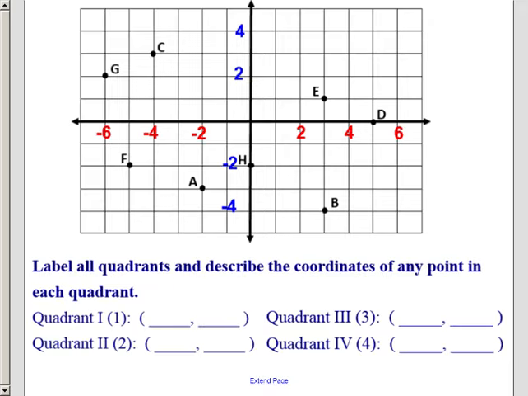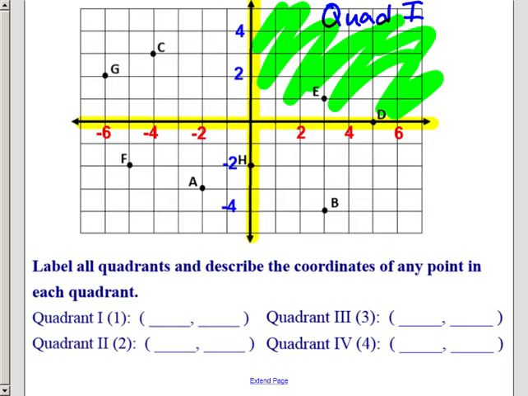Now, if you notice, the axes really split our coordinate plane into 4 sections. You should be able to see 4 sections right there. We're going to call this section here quadrant 1. Everything that you can see in this section is all quadrant 1.